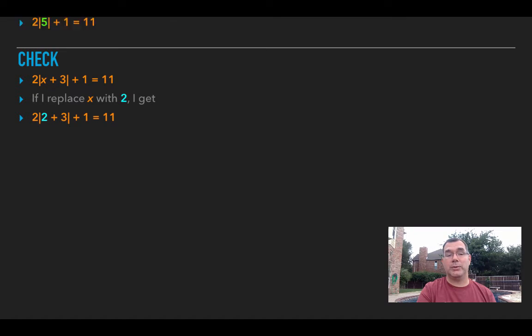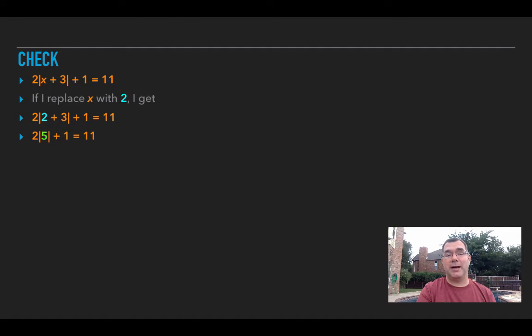But let's check to make sure that those answers are indeed correct. So there's my original equation that I started with. I'm going to start with replacing x with 2. And when I do that, I get 2 times the absolute value of 2 plus 3, plus 1 equals 11.